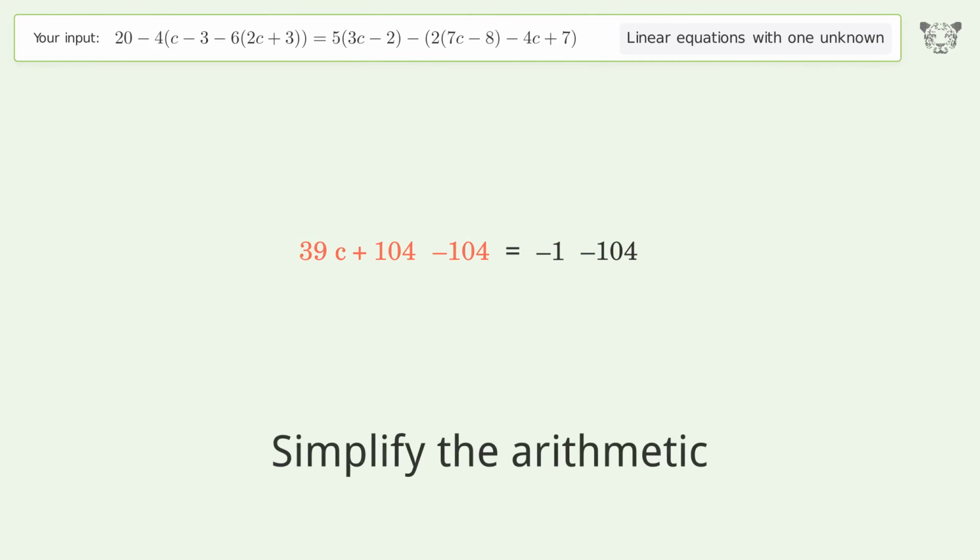Isolate the c. Divide both sides by 39. Simplify the fraction. Find the greatest common factor of the numerator and denominator. Factor out and cancel the greatest common factor. And so the final result is c equals -35/13.